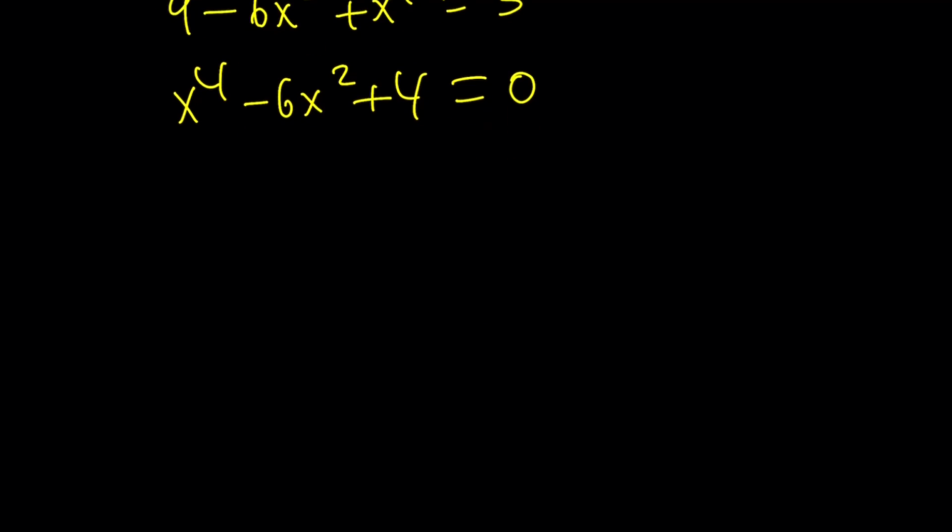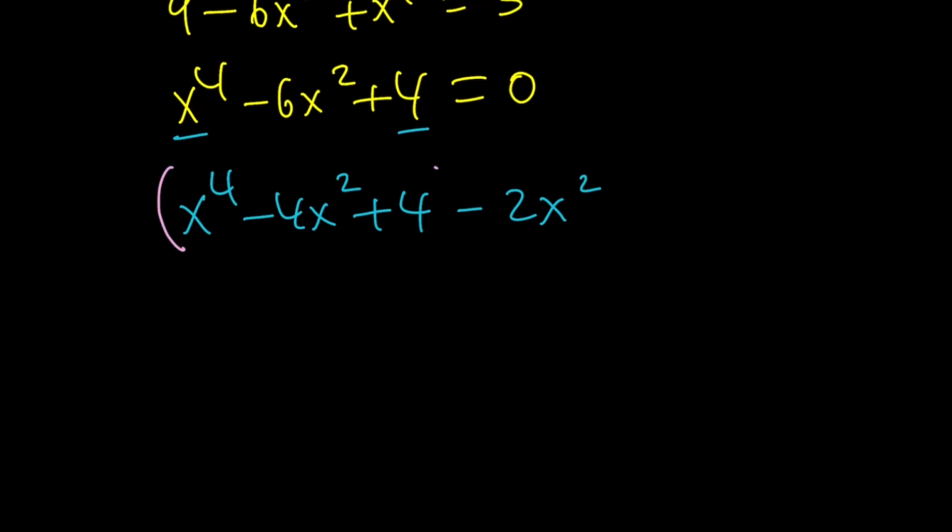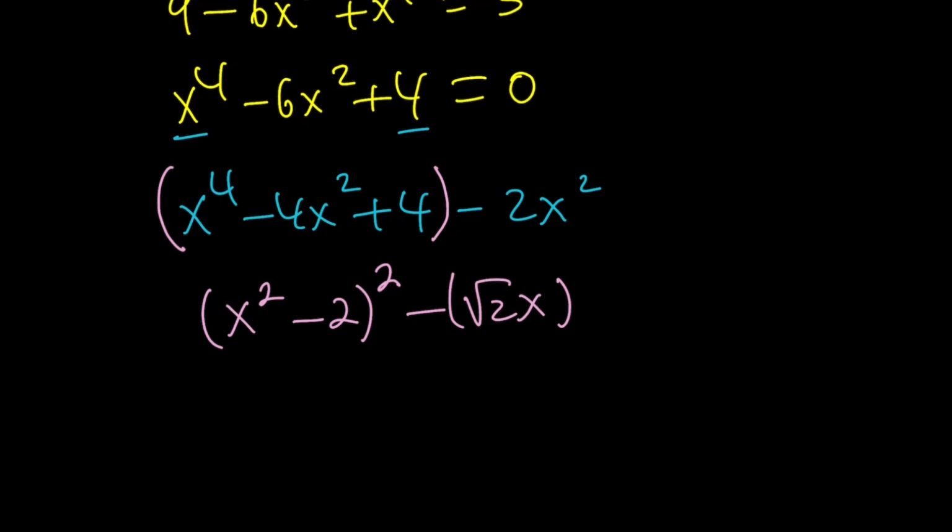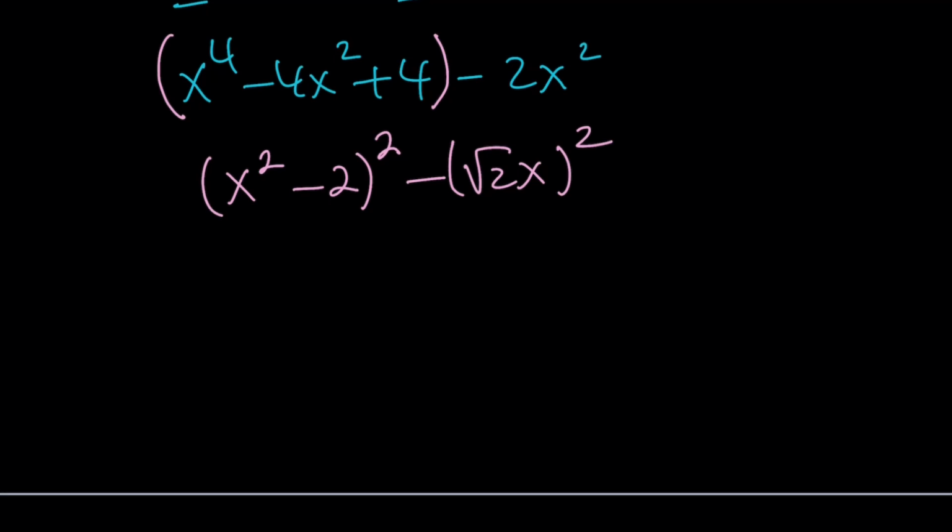So let's go ahead and write this as a difference of two squares. Notice that we have these perfect squares. So x to the fourth minus 4x squared plus 4 is a perfect square, isn't it? And then just subtract 2x squared from it to get the negative 6. And now we can write this as (x squared minus 2) squared minus (root 2 x) squared. It's not as nice as it should be. Root 2 is irrational, but that's okay. That works for our purposes.